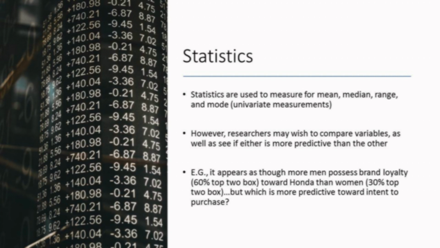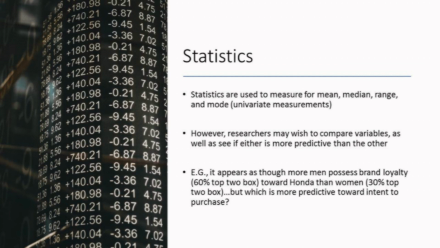And so what we'll often do is we'll try to compare variables, as well as see if either is more predictive than the other. So for instance, I'll give you a scenario. It appears as though more men possess brand loyalty, 60% top 2 box, toward Honda than women, 30% top 2 box. But which is more predictive toward intent to purchase? And I will back up here.